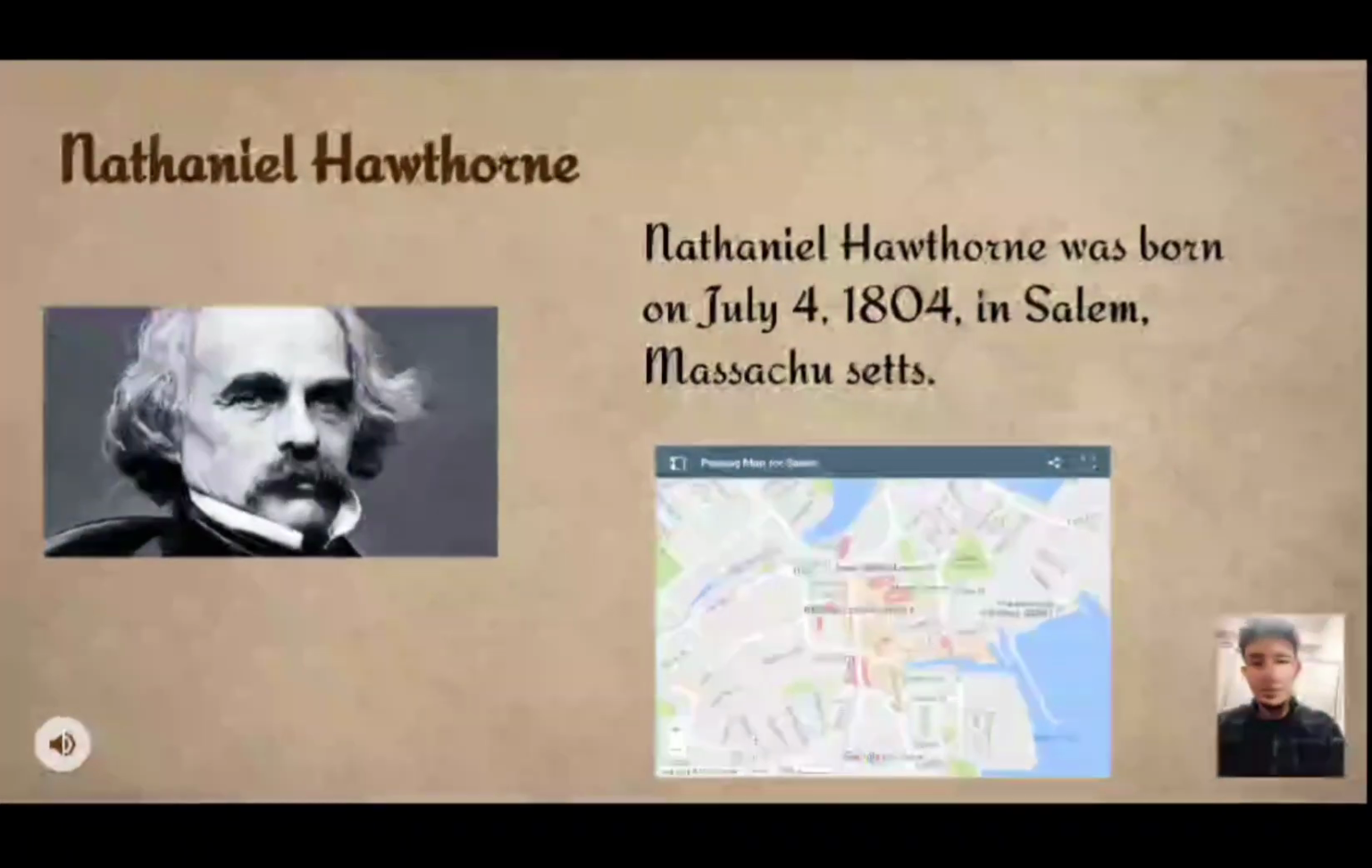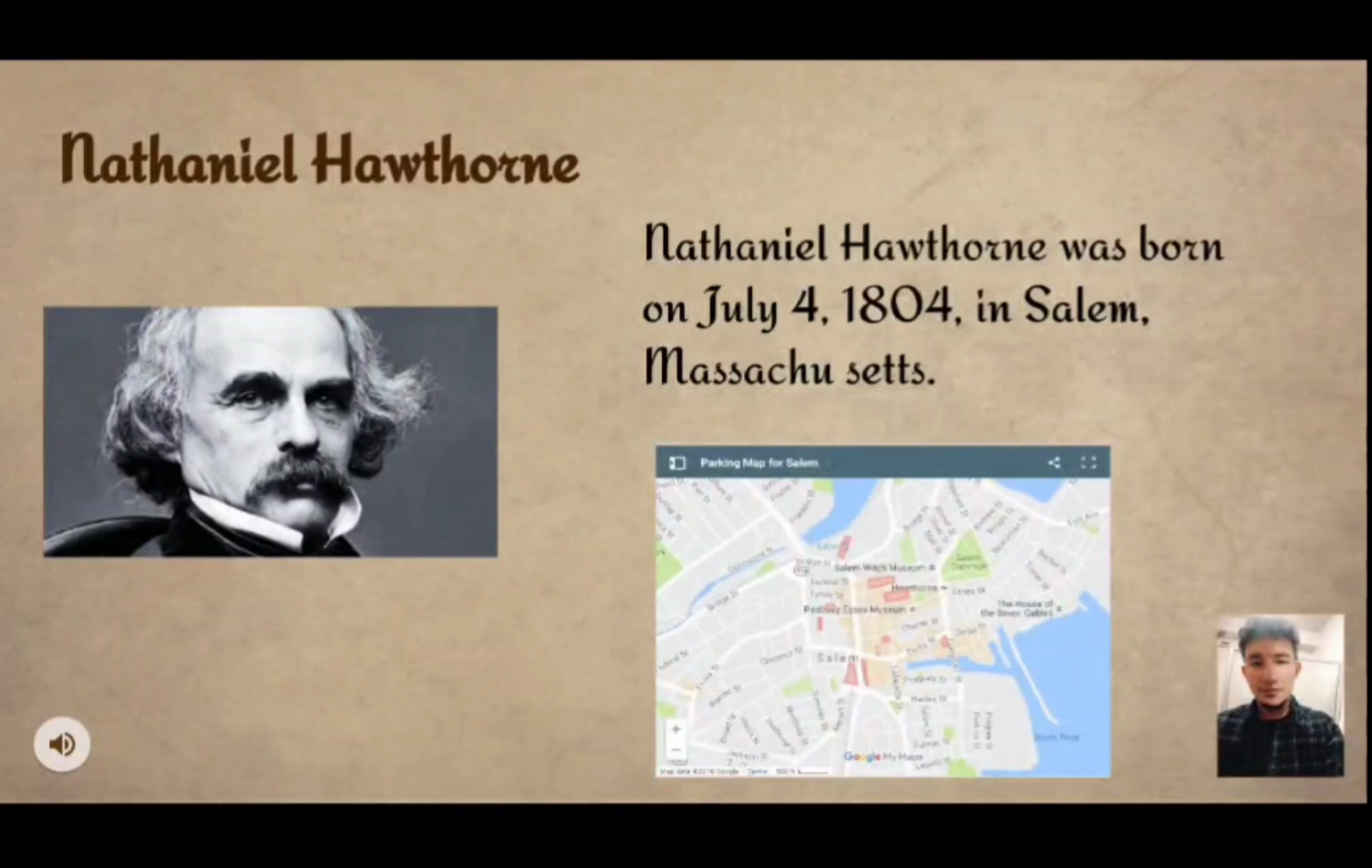Nathaniel Hawthorne was born on July 4, 1804, in Salem, Massachusetts, where his birthplace is now a museum. William Hawthorne, who emigrated from England in 1630, was the first of the Hawthornes to arrive in the colonies. After arriving, William persecuted Quakers.